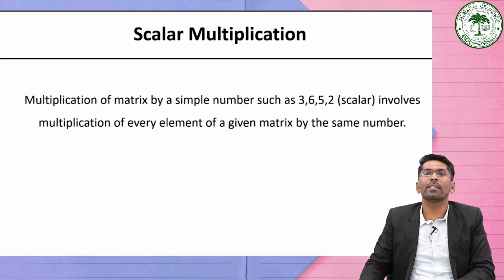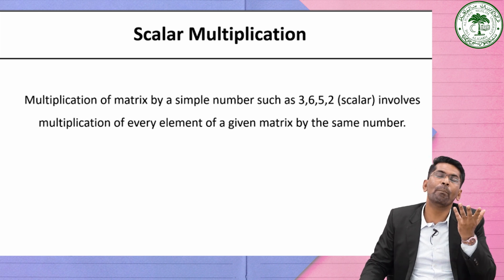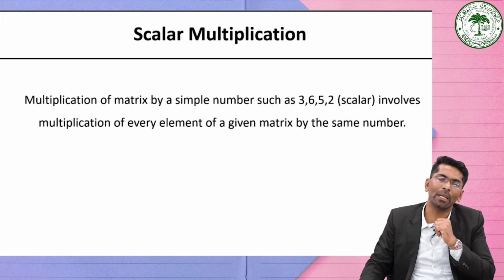Now we are going to discuss scalar multiplication. This is the multiplication of a matrix by simple numbers, which are constants, generally known as scalars. For example, 3, 6, 5, 2 are some of these constant terms. Scalar multiplication involves multiplying every element of a given matrix by the same number.